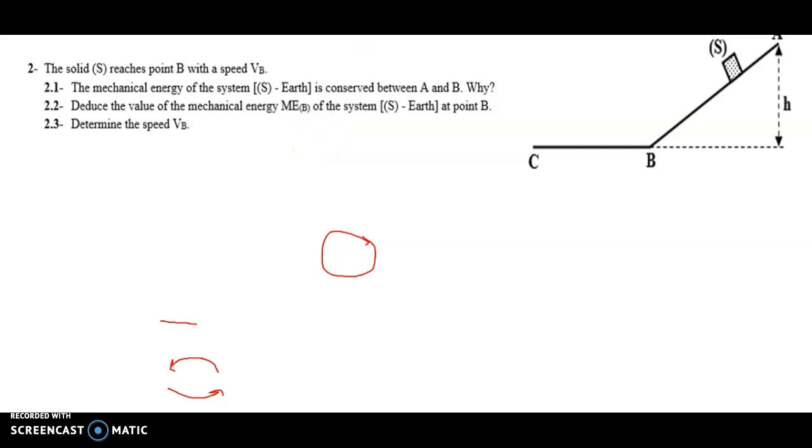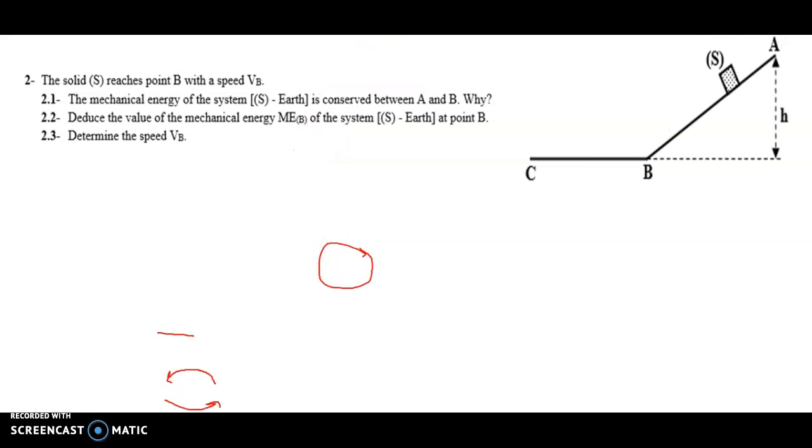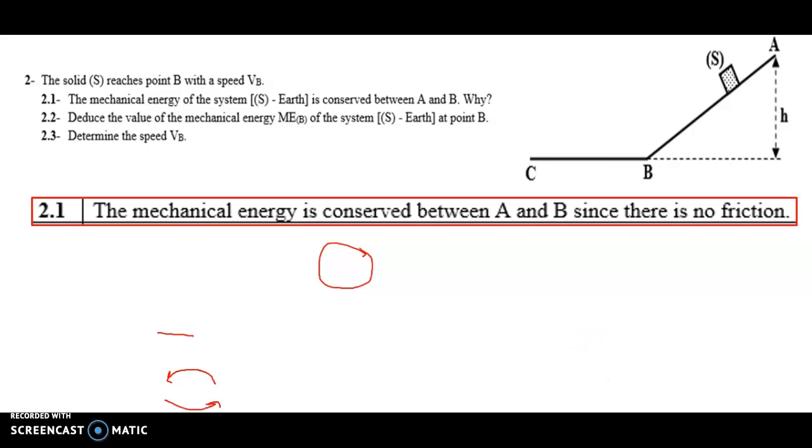Now the solid S reaches point B with speed VB that's unknown till now. So the mechanical energy of the system as Earth is conserved between A and B. We were given that the friction is only applied on S along BC, so BC is rough, however AB is smooth. So that's why we consider AB as frictionless and the mechanical energy of S as it moves from A to B is conserved. So why is it conserved? Mechanical energy is conserved between A and B since there is no friction.